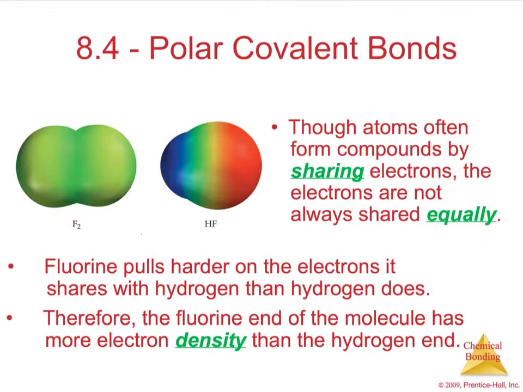Now, when we look at the case of hydrogen and fluorine together, fluorine is going to pull harder, or is going to want those electrons even more so than hydrogen is going to want them. So therefore, we say the fluorine end of the molecule has more electron density than the hydrogen end. If fluorine is pulling more, it's probably going to get more of the electrons, and those are going to be hanging out at the fluorine side, whereas hydrogen is going to have a less dense area because there are going to be fewer electrons hanging around the hydrogen side.